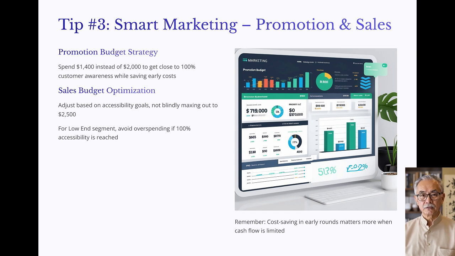Sales budget: adjust this based on your accessibility goals, not blindly maxing out to $2,500. For the low-end segment, don't overspend if 100% accessibility is already reached. Redirect that money to growing segments or new products. Remember, cost saving in early rounds matters more than in later rounds when your cash flow is still limited.